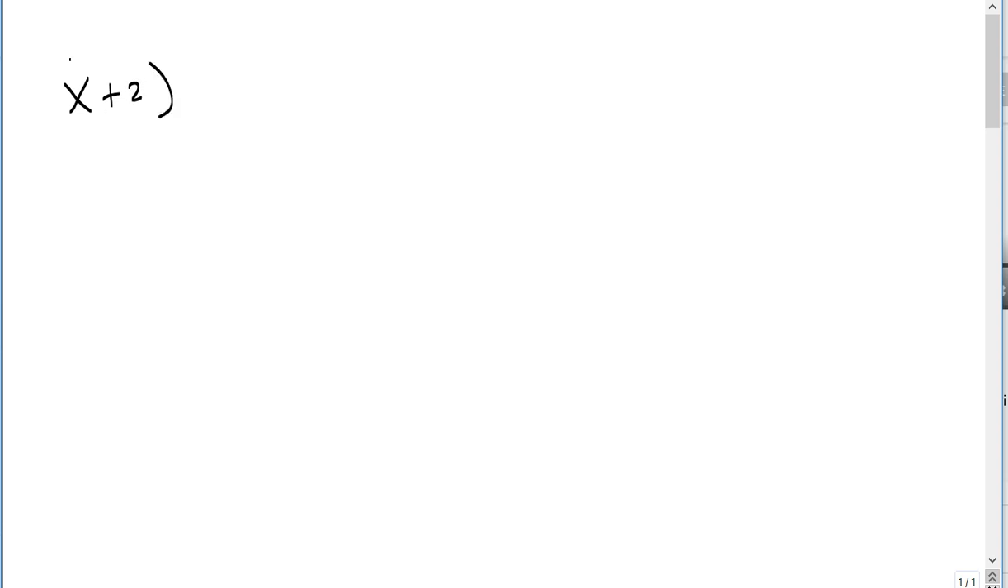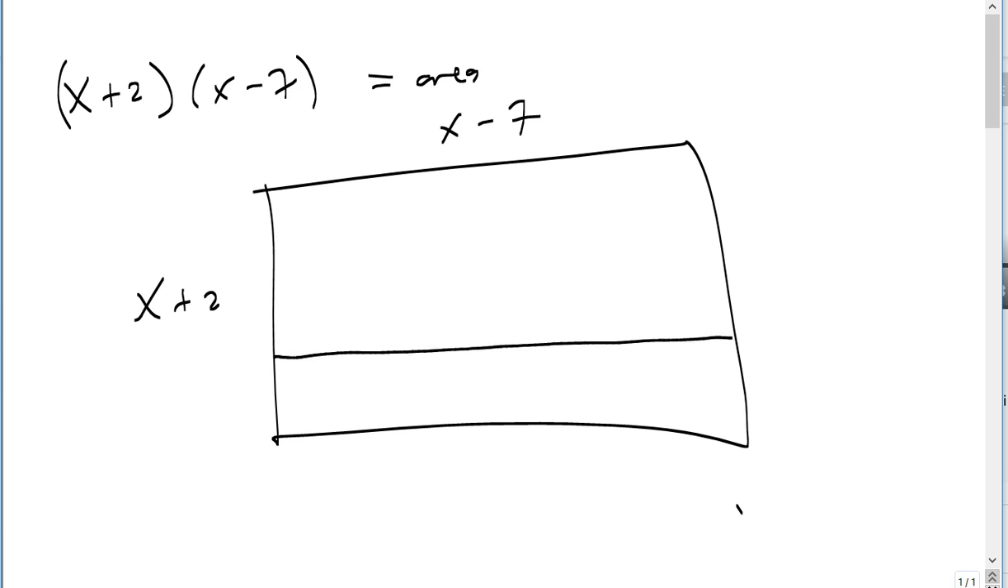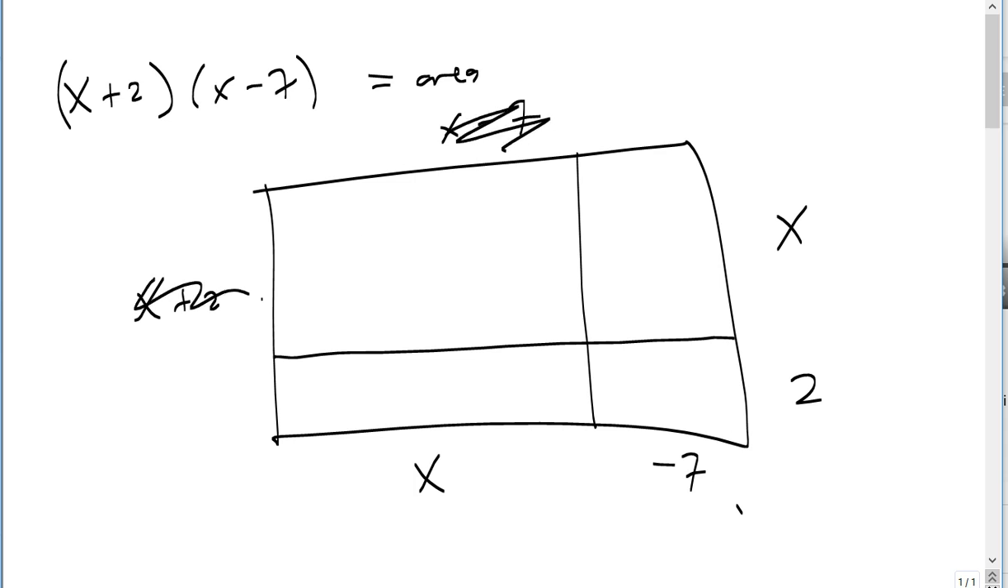And then finally, what was it? x plus 2 times x minus 7. It's the area of an x plus 2 by x minus 7 rectangle. How on earth do we do this? Well, chop x plus 2 into x and 2, so the combined length is x plus 2. And x minus 7, a little bit weird. You have to be comfortable with negative numbers, x and negative 7.